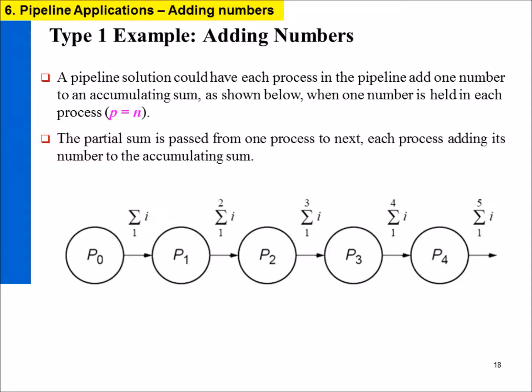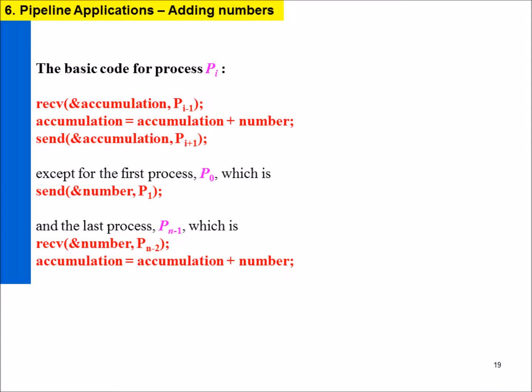A pipeline solution could have each process in the pipeline add one number to an accumulating sum, as shown in this picture below, where one number is held in each process, p equals n. The partial sum is passed from one process to the next, and each process adds its number to the accumulating sum. So here is the basic algorithm for process p sub i, where first you receive the accumulated sum from the previous process, and then you add your own number, then you send it to the next process.